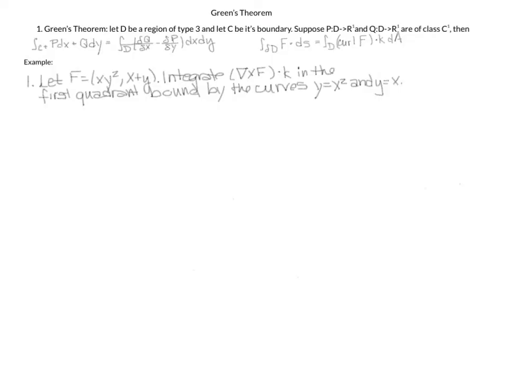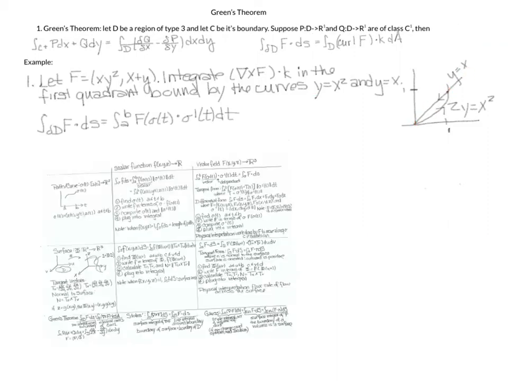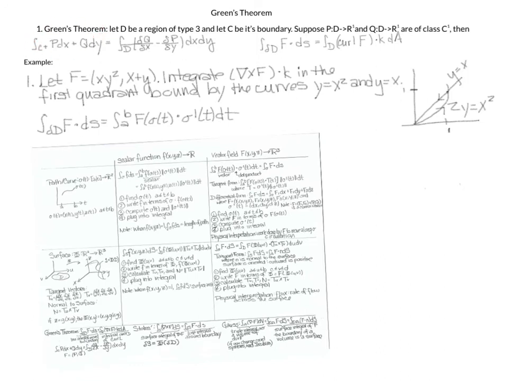Another detailed example doing this integral both ways on the left and right for Green's theorem. So we're going to let f equal the field xy squared, x plus y, and we're going to integrate the curl dot k in the first quadrant bound by the curves y equals x squared and y equals x. The first thing I do is I draw my curves just so I get a feel for what I'm integrating over. And since we are going to be doing a line integral of a vector field, I am over here on my chart and I write down my formula so that it's available when I need to use it.